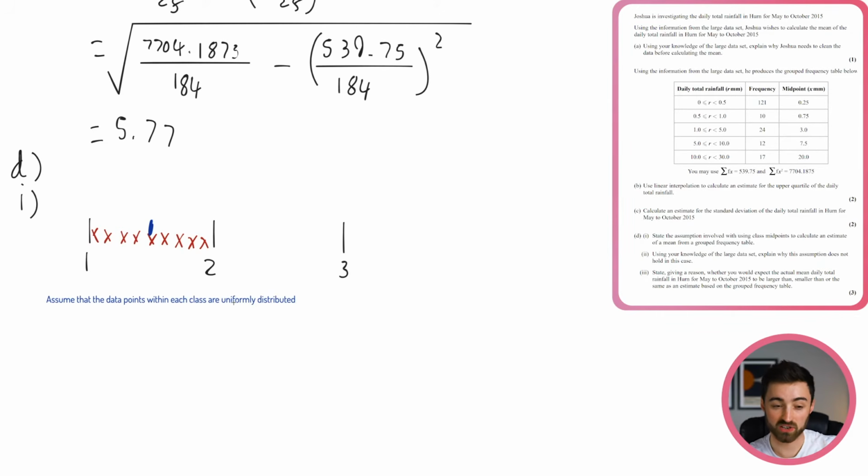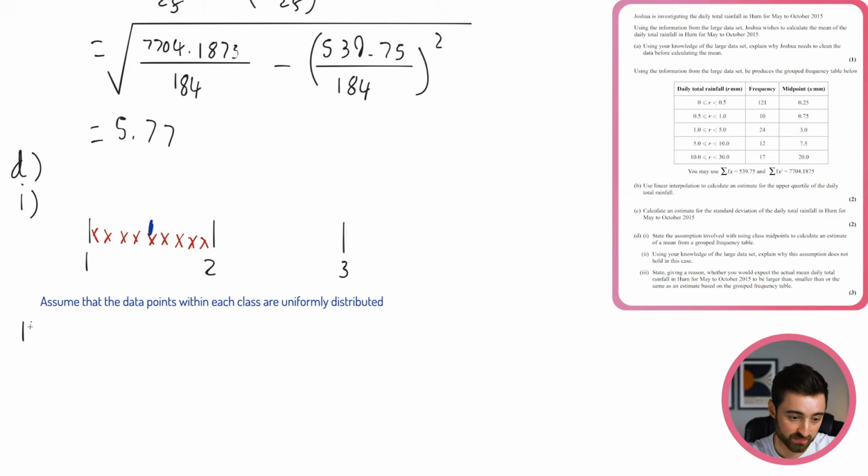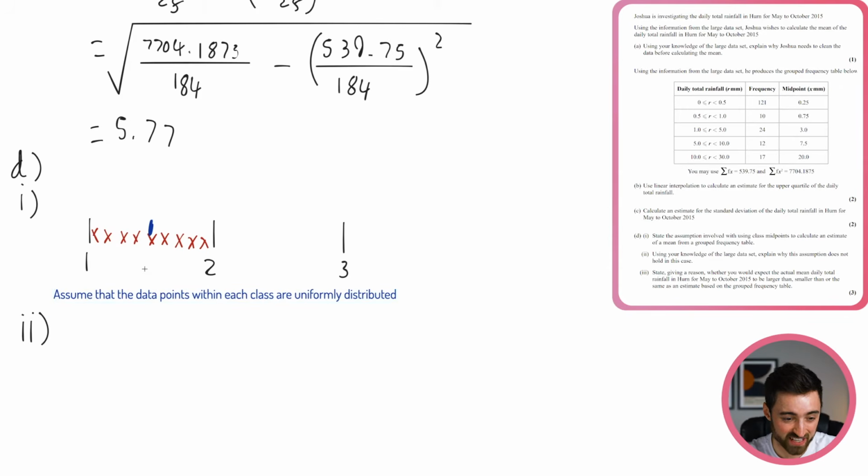And we also did that for the linear interpolation, when I was just saying I'm going to be this fraction through here. That's only valid if they're uniformly distributed throughout that class. So, using your knowledge of the large data set, explain why this assumption does not hold in this case. The only way you're going to know this is if you just know the large data set. There's nothing I can just tell you here to make you know that without reading it yourself.